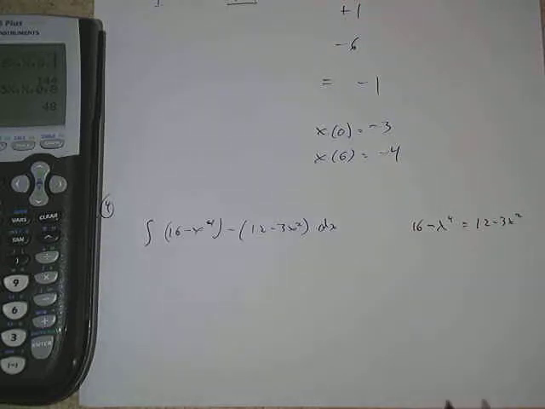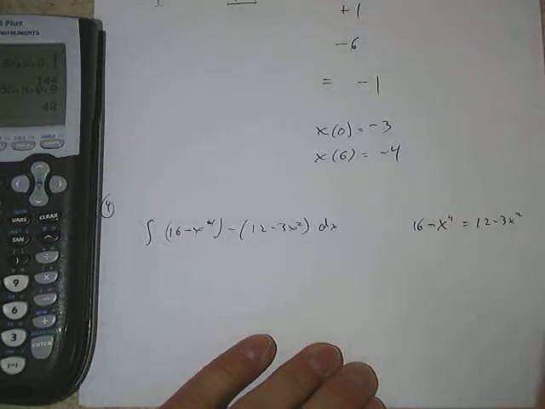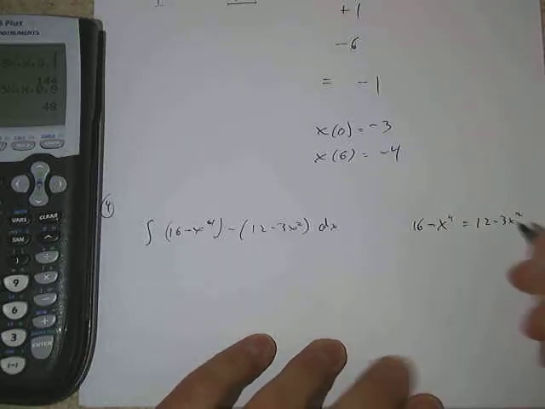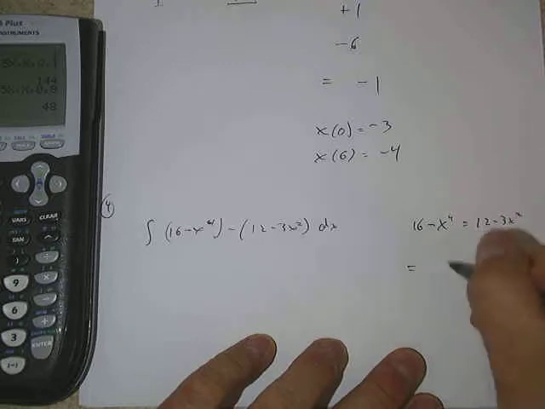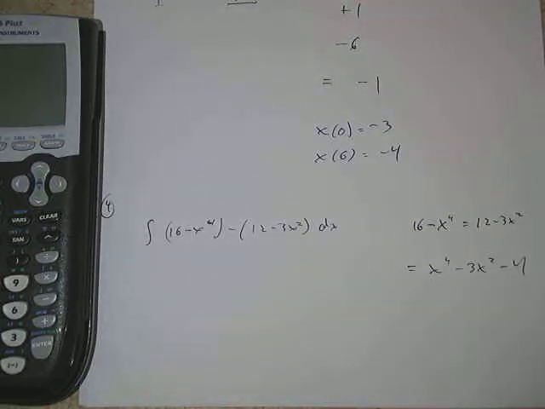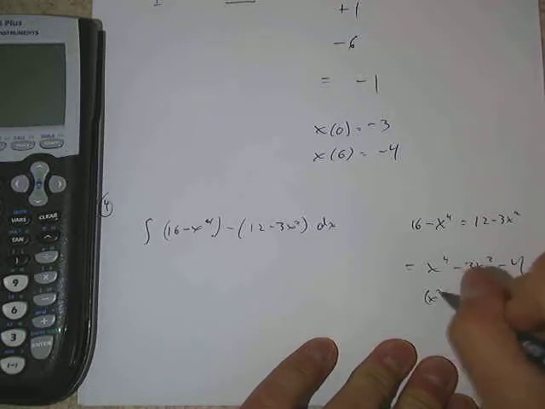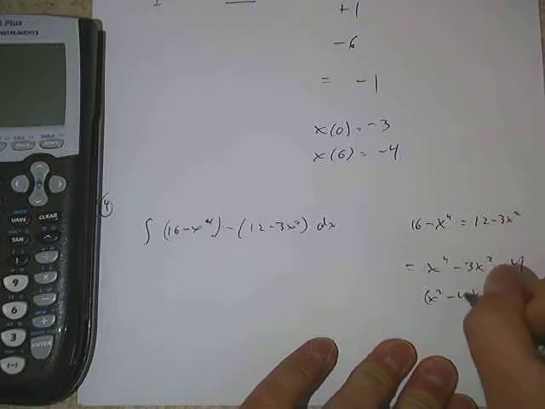What else? Number 4. And in 4, we have the top function is the quartic function, isn't it? So wouldn't the integral then be 16 minus x to the 4th minus the bottom function, 12 minus 3x squared?